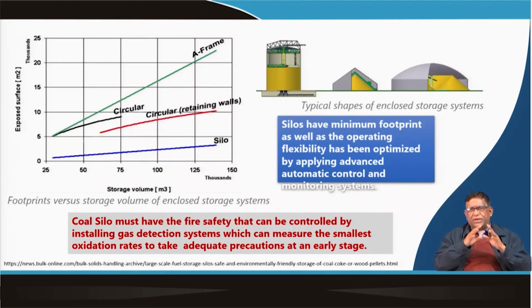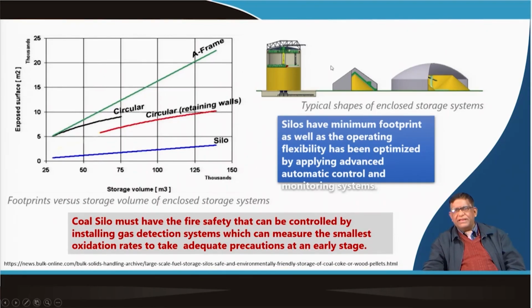Now, when we talk about the silo or closed storage, it can have a shed type of structure, a circular shape, or a rectangular A-frame type of structure, or the silo can be there. And out of all these, you can see that the exposed surface requirement for a silo is less than that for, say, 5 meter square area, whereas in the A-frame type, circular type or other types of closed storage, you need more area.